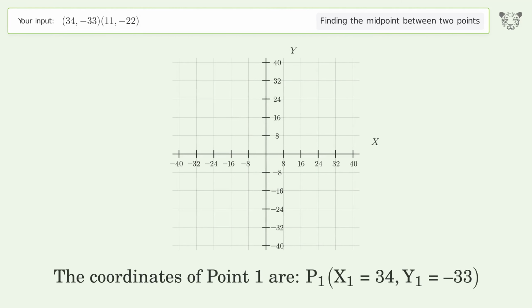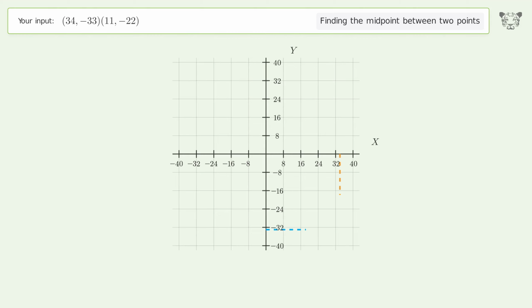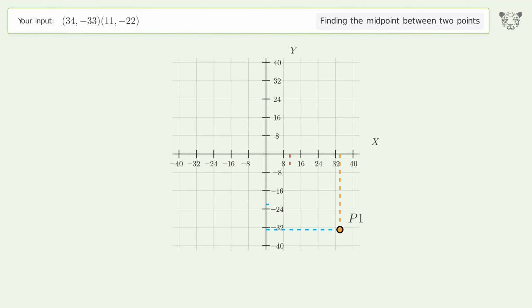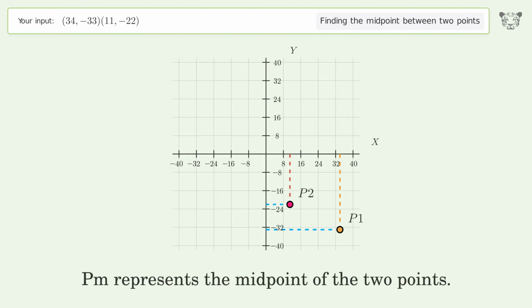The coordinates of point 1 are, x1 equals 34, y1 equals negative 33. The coordinates of point 2 are, x2 equals 11, y2 equals negative 22. PM represents the midpoint of the 2 points.